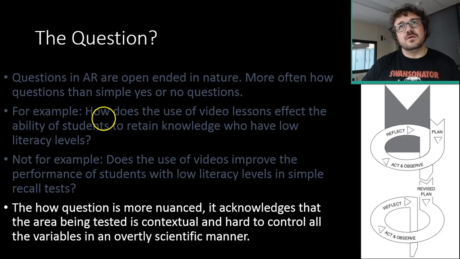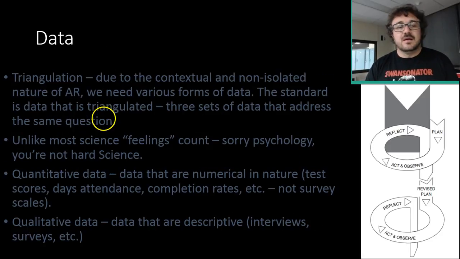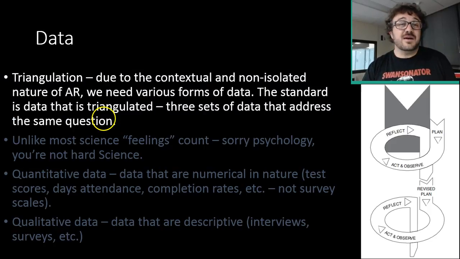When you have an open-ended question like, how does it, you don't just go, does it improve? You also ask questions around it, like, why did this help? Or why did it not help? Could you not access it? That sort of stuff. The data, and this goes into our how as opposed to why, requires triangulation.